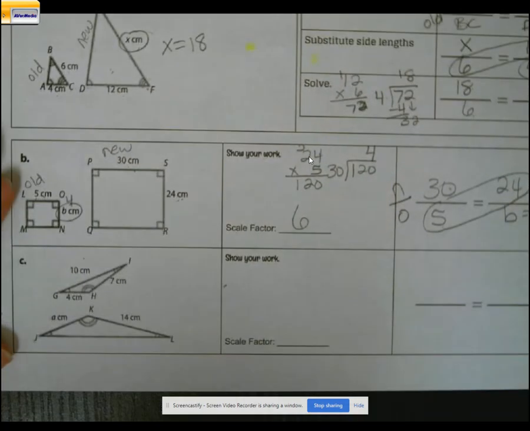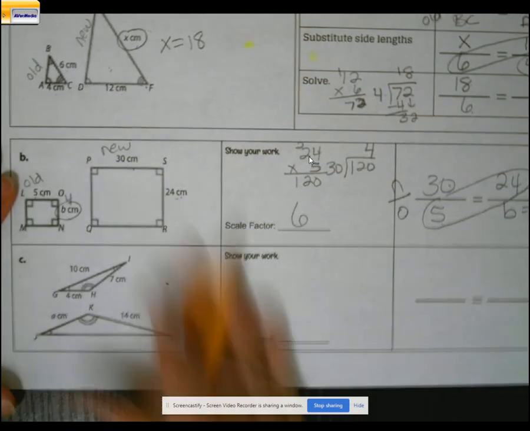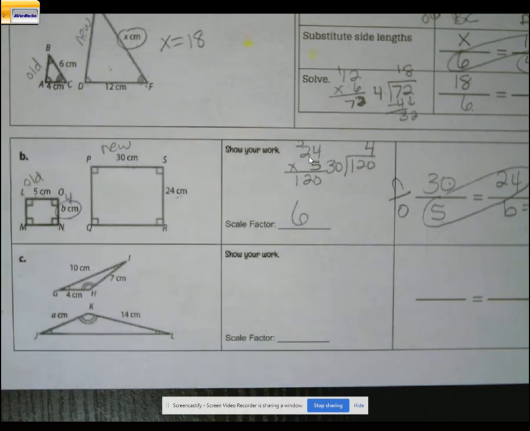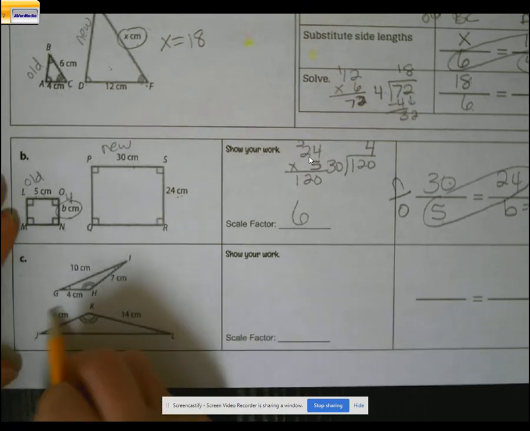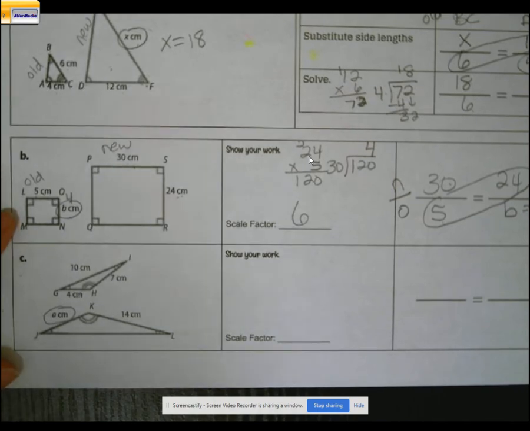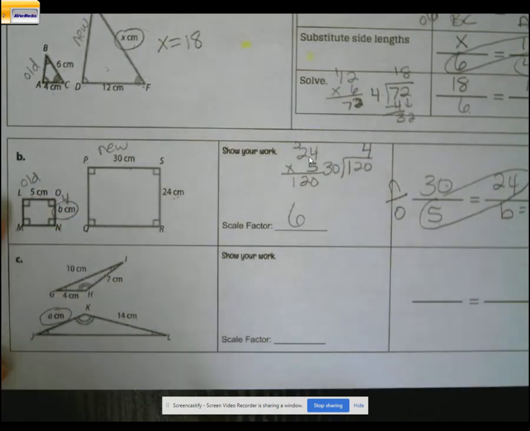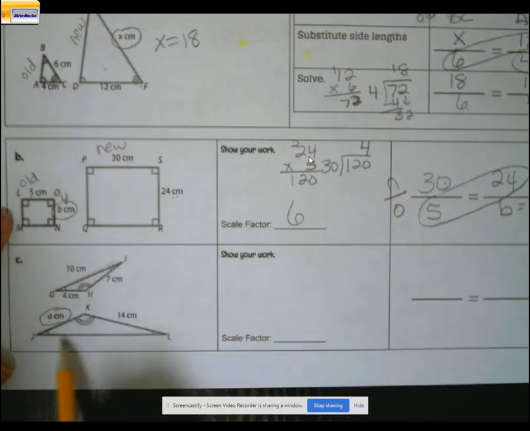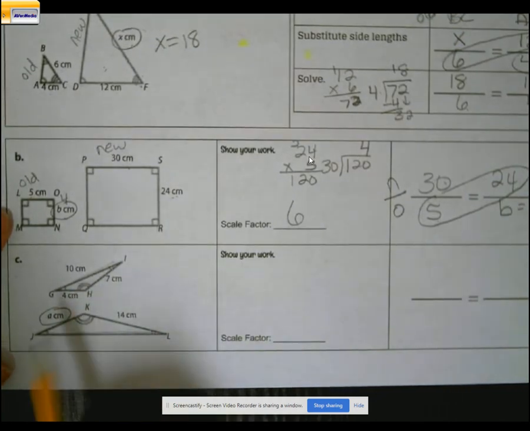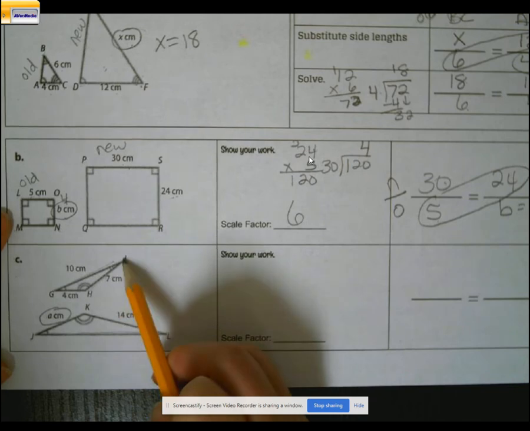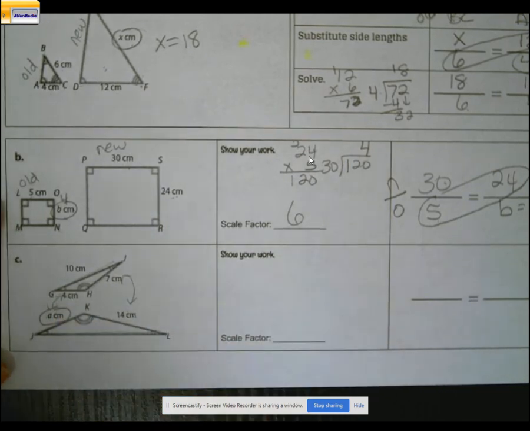Okay, one more to look at here. We're going to take a look. This one could be a little bit trickier just because it's kind of turned a little bit. So I need to make sure I'm finding the sides that actually correspond with each other. All right, on this one, looks like I'm missing A here. So it looks like I can take this shape and just kind of flop it back over. So 10 would correspond down here. 7 is going to correspond with 14. And 4 is going to correspond with A.